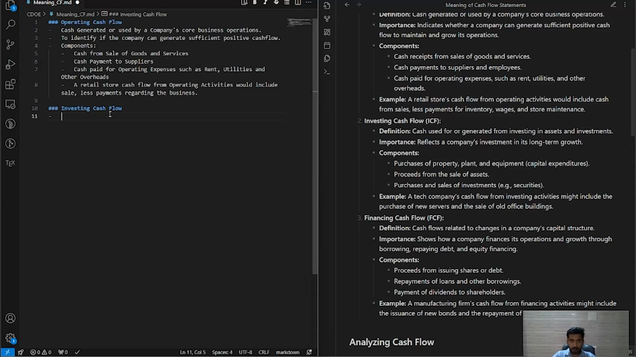So, cash used or generated by or for investing in assets and investment. It reflects a company's investment in its long-term growth.